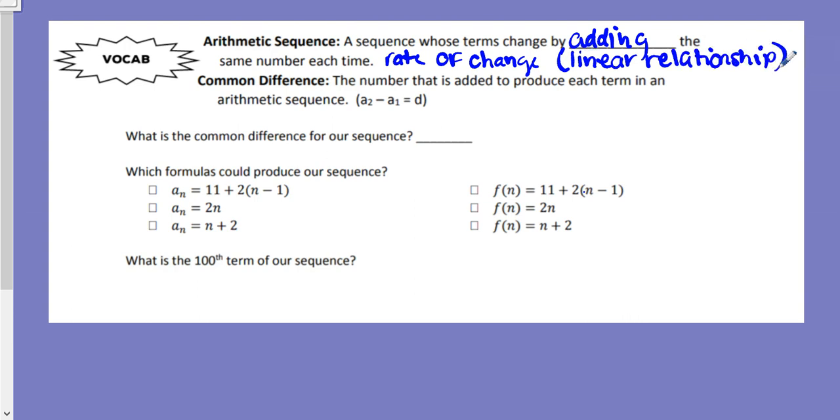So in a linear relationship, I always have a constant rate of change. That constant rate of change is called my slope. And in an arithmetic sequence, which is also a linear relationship, we are replacing what we call the slope with a common difference. The reason why we call it the common difference, it is the number that is added to produce each term in an arithmetic sequence. It can be found by subtracting the second number minus the first number.